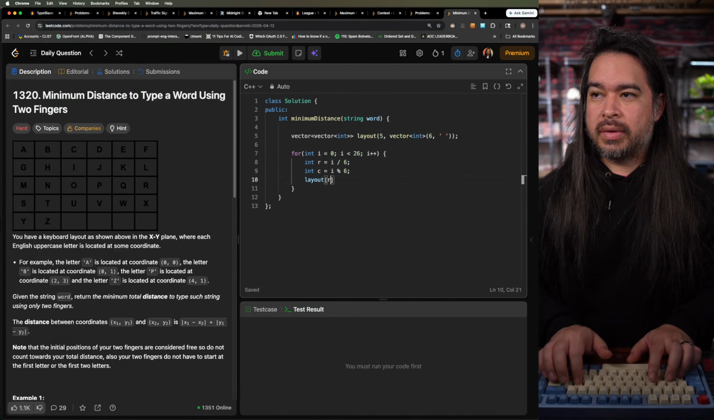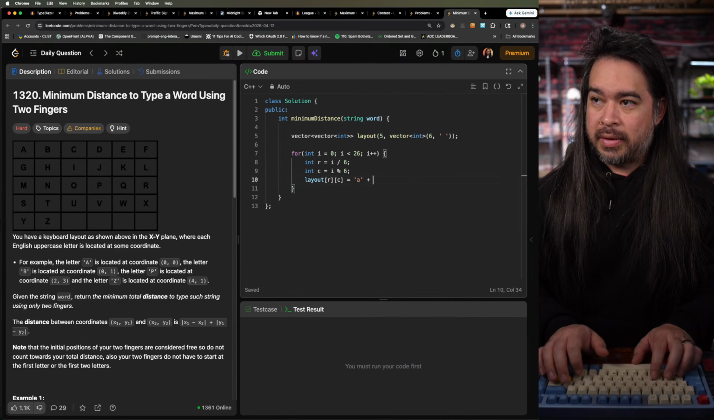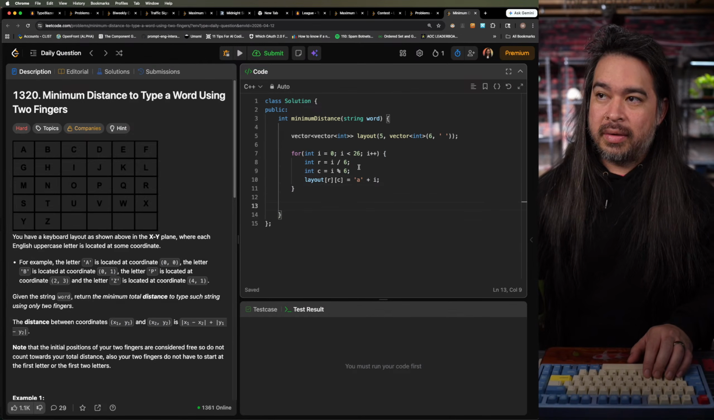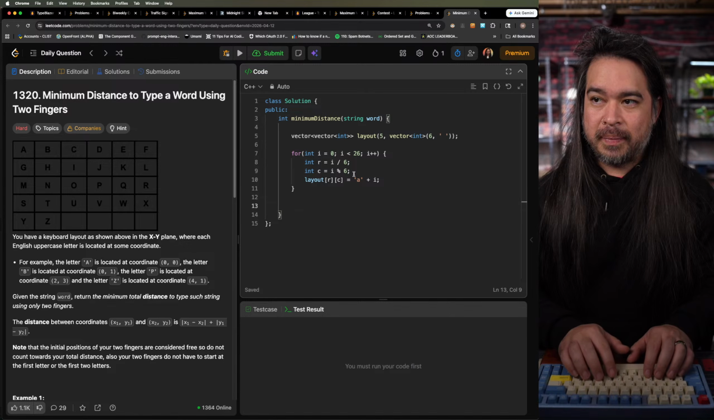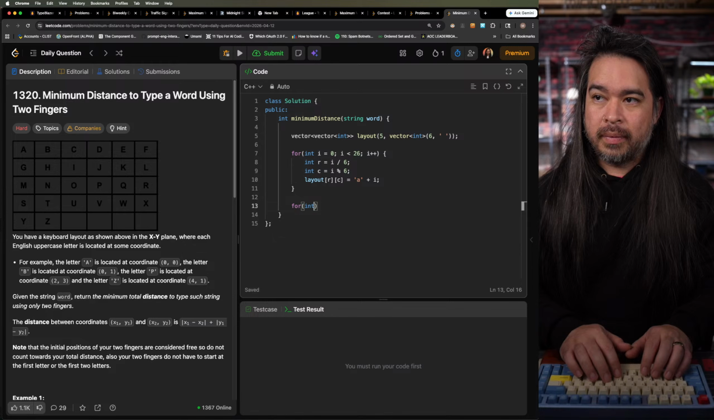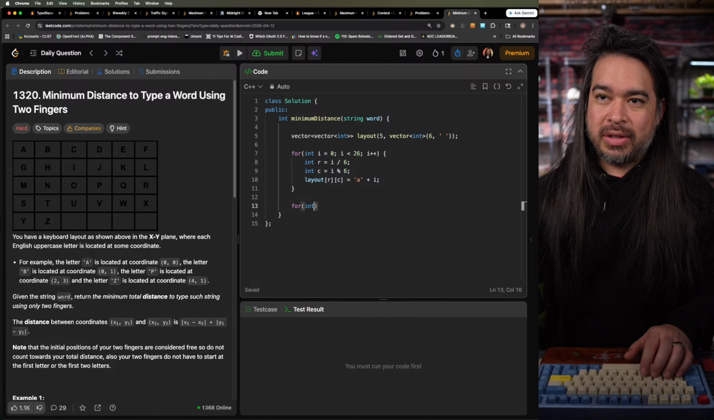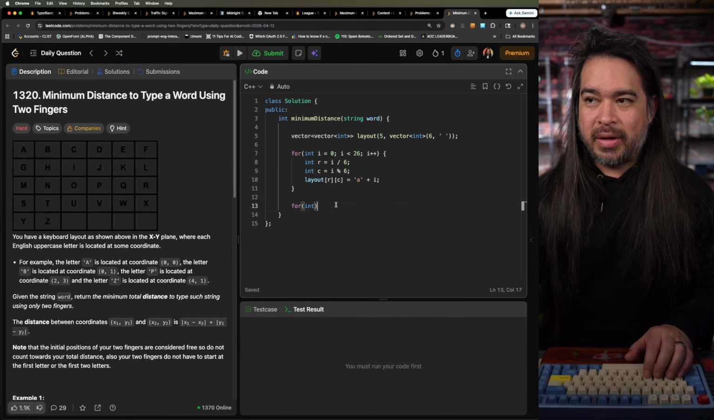Layout. What is this layout, man? It's gonna be A plus I. So what I'm saying is, maybe we calculate the Manhattan distance from every letter to every letter.